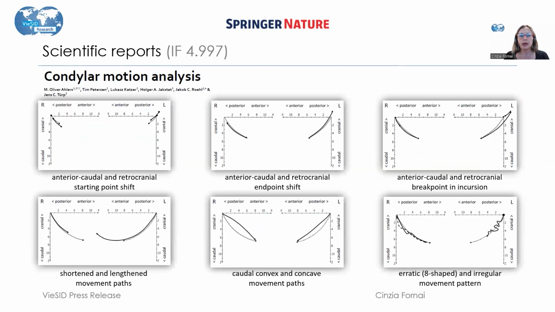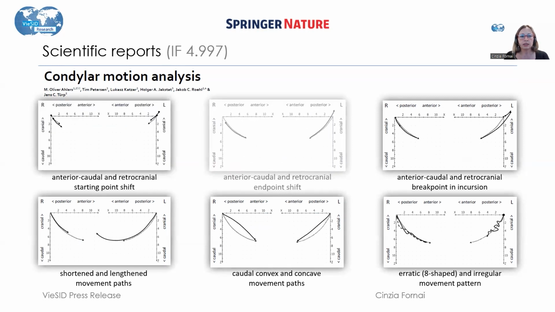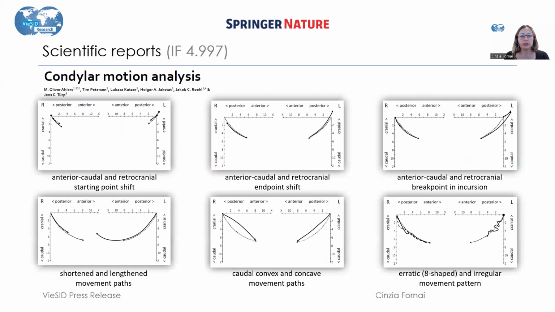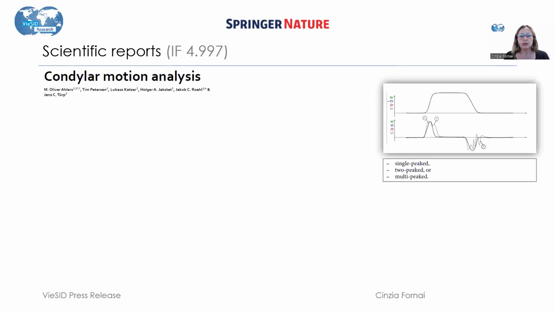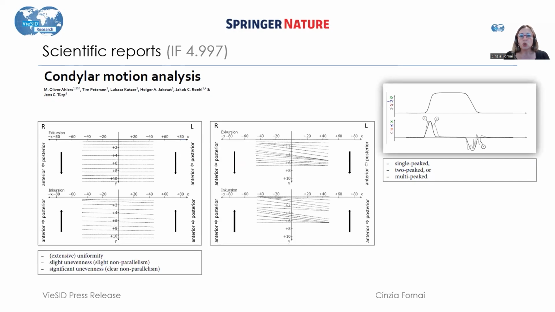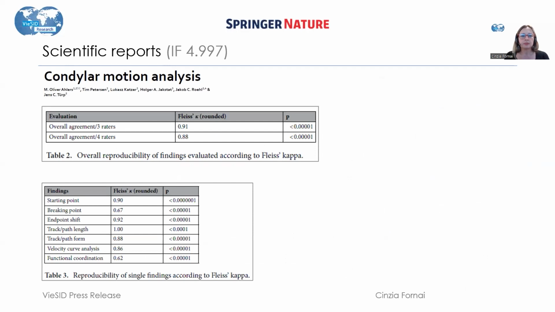The authors also provided examples of different tracings for the evaluation for the various characteristics considered, including shifts in the starting and end point, breaking point in incursion, deviation from normal length, changes in curvature, and erratic or irregular pattern. Velocity diagrams were evaluated based on their shape into single, two, or multi-peaked. Parallelism in jaw opening and closure were evaluated for the assessment of possible asymmetries.